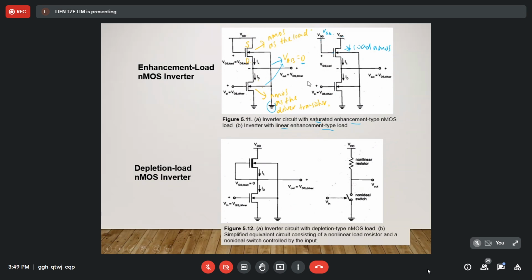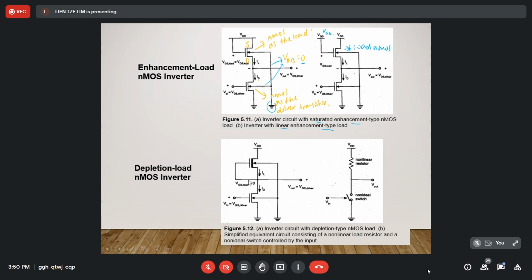And about the depletion load NMOS inverter. This is a depletion load NMOS inverter. Okay, this is A. A is an inverter circuit with a depletion type NMOS load. The input to the load NMOS here is connected to the output. They are of the same load. So here, as I see, they are connected to the output.